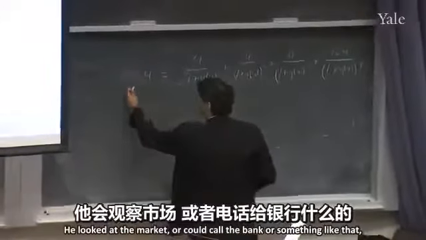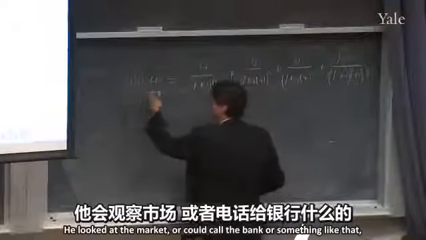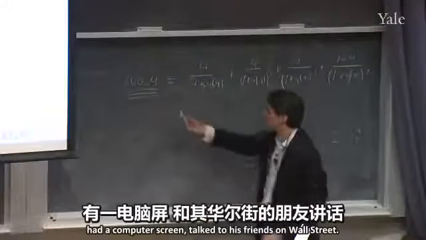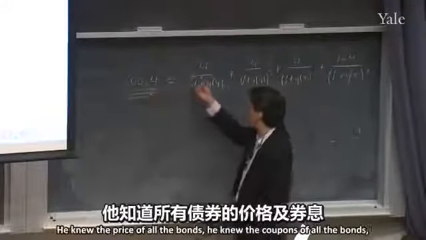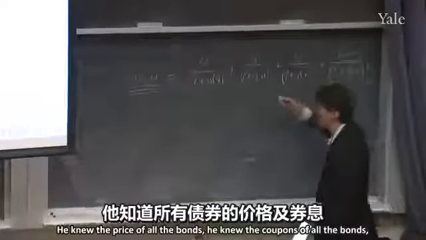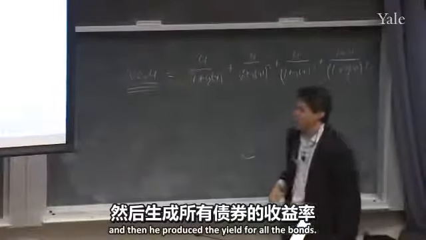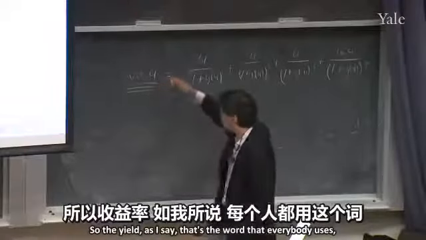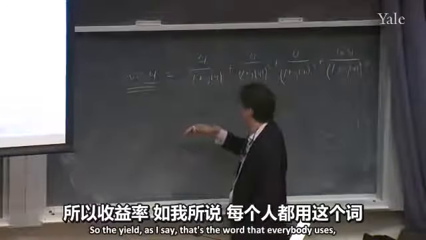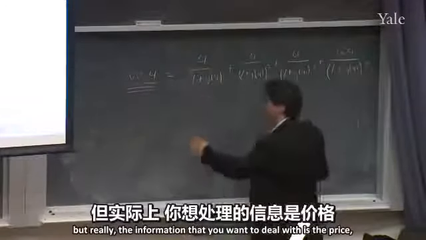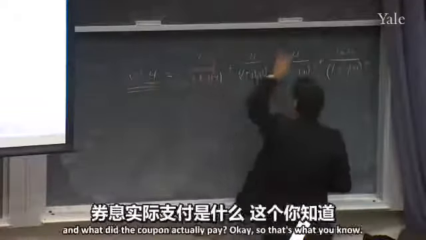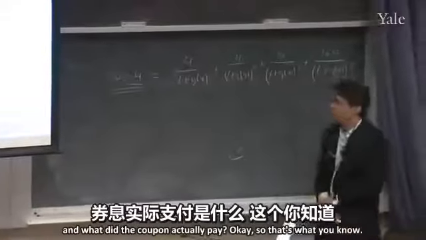He looked at the market or called the bank, had a computer screen, talked to his friends on Wall Street. He knew the price of all the bonds, he knew the coupons of all the bonds, and then he produced the yield for all the bonds. So the yield is the word that everybody uses, but really the information you want to deal with is the price and what the coupon actually paid. Okay, so that's what you know.